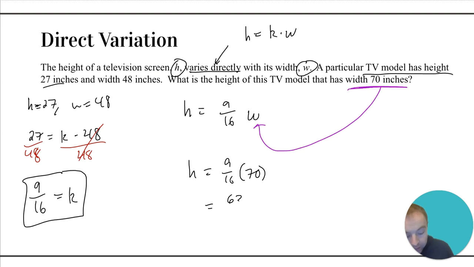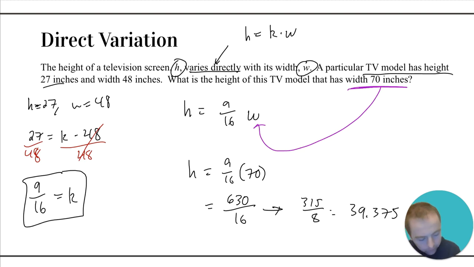9 times 70 is going to be 630 divided by 16, and then you can reduce that because both are going to divide by 2, so you get 315 over 8, and then you're done reducing at that point in time. As a decimal, it's actually 39.375. Everything was in inches, so there you would have it, right? That would be the height of the TV, given that its width was 70 inches, if it's following this direct variation relationship with that 9/16 ratio between the height and width, right?